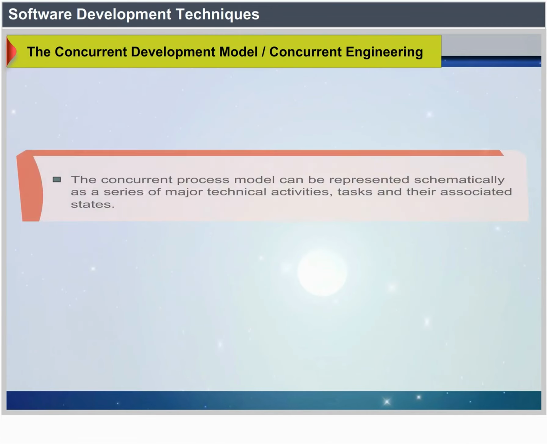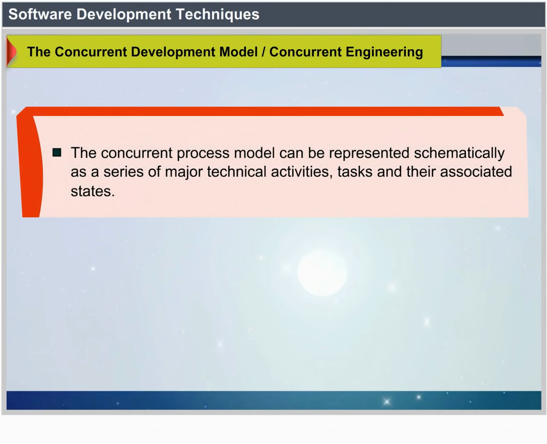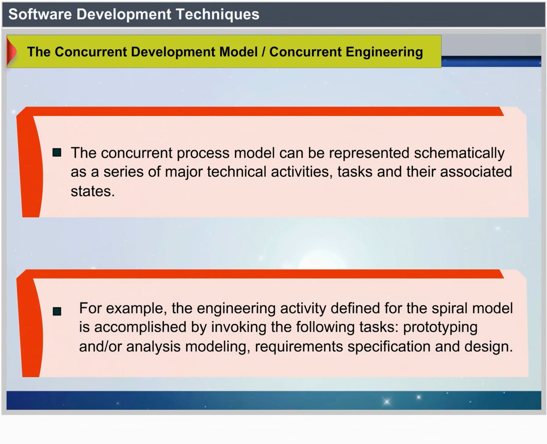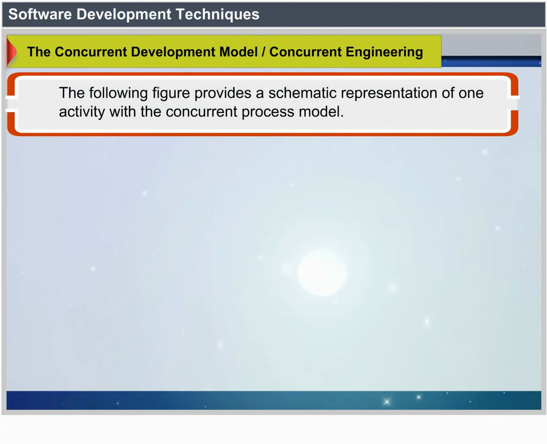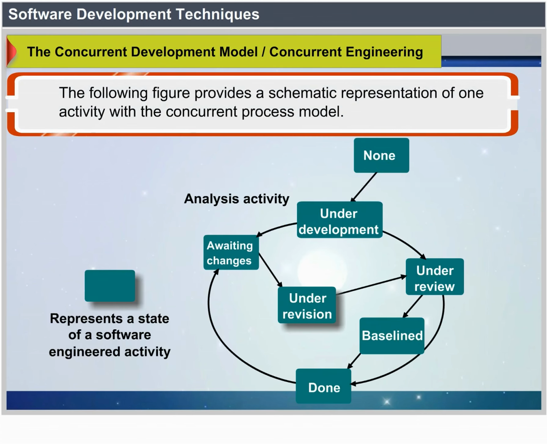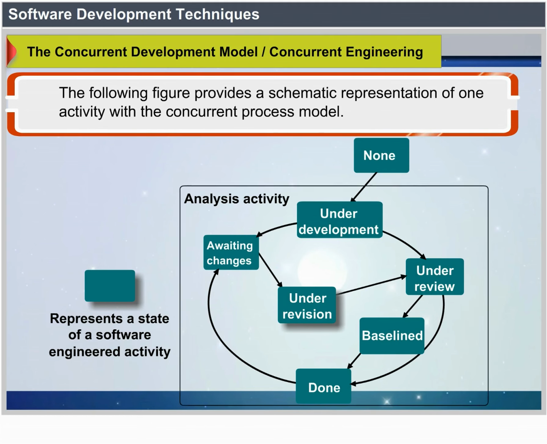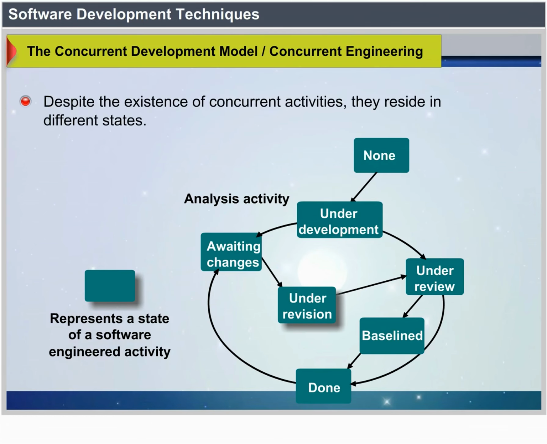The concurrent process model can be represented schematically as a series of major technical activities, tasks, and their associated states. For example, the engineering activity defined for the spiral model is accomplished by invoking the following tasks: prototyping and/or analysis modeling, requirement specification, and design. The following figure provides a schematic representation of one activity with the concurrent process model. All activities exist concurrently but reside in different states.